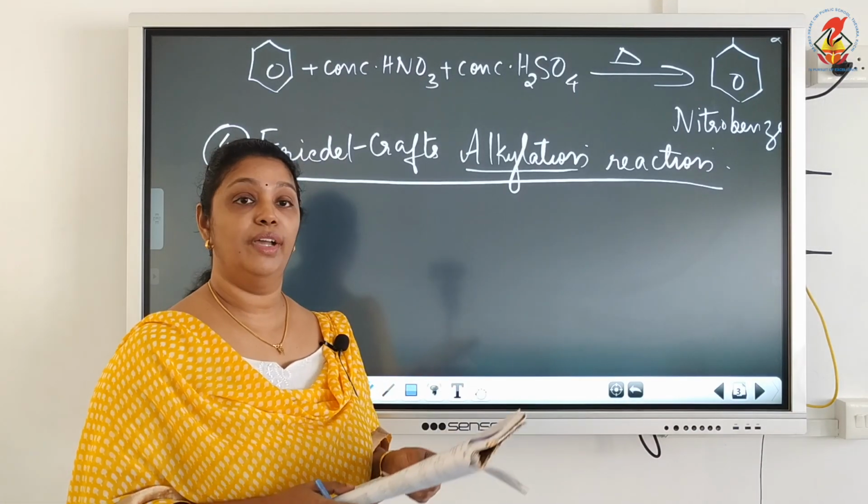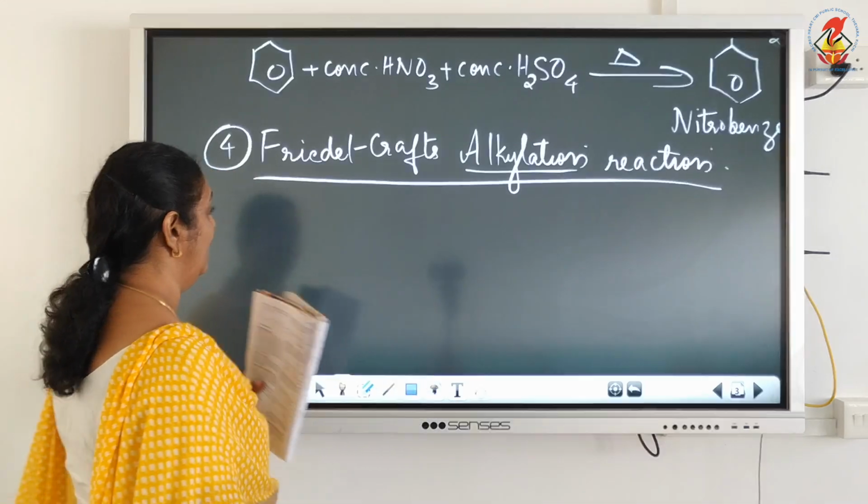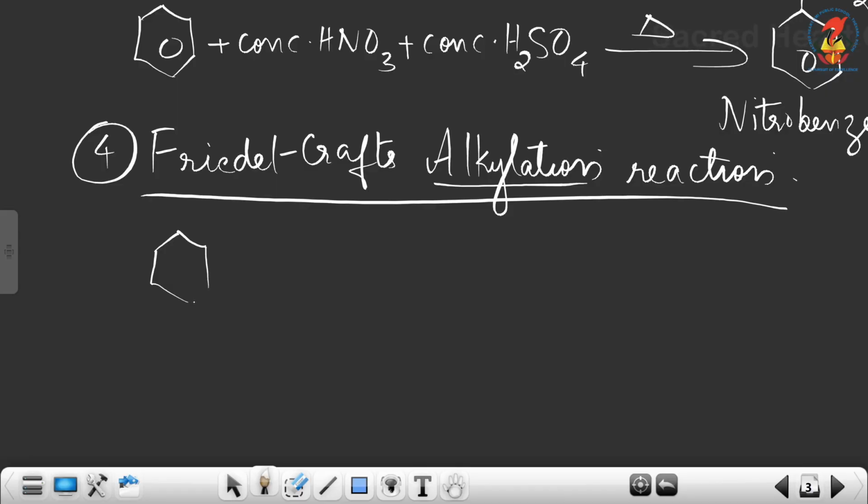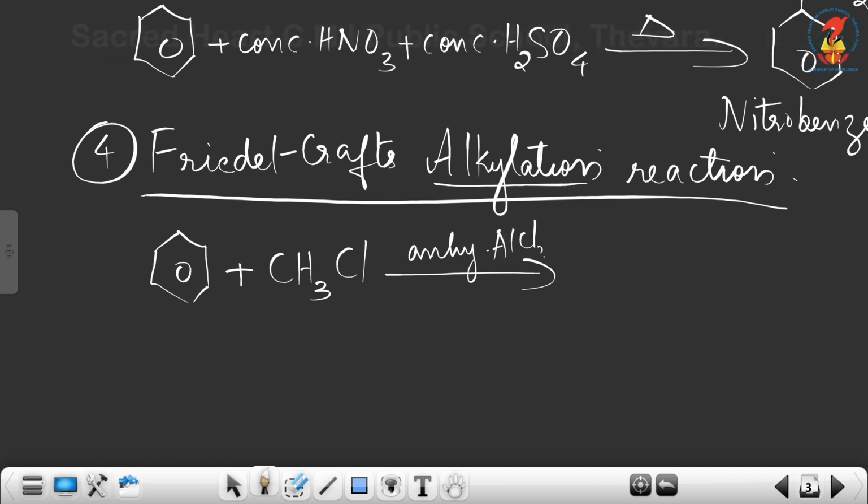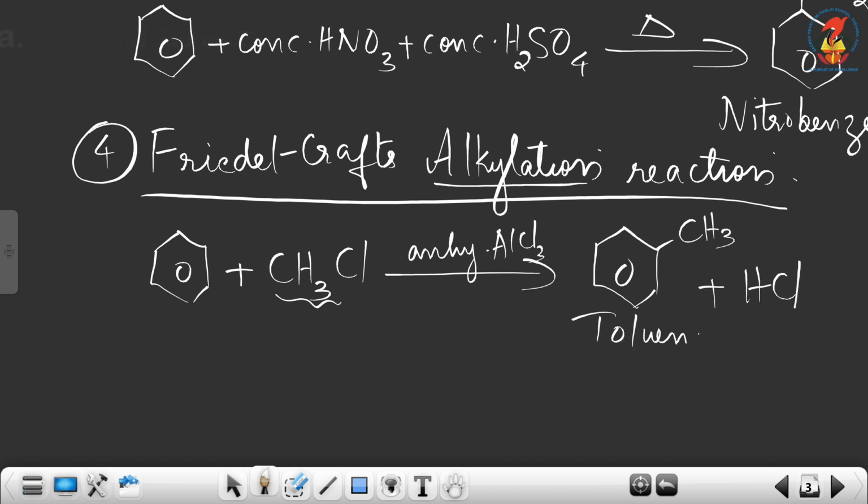Now we are going to write an example for the alkylation reaction. Benzene plus CH3Cl, this is chloromethane, in presence of anhydrous aluminum chloride. The alkyl group is CH3 here, so the CH3 group is introduced to the benzene ring, plus HCl. The name of this compound is toluene or methyl benzene.